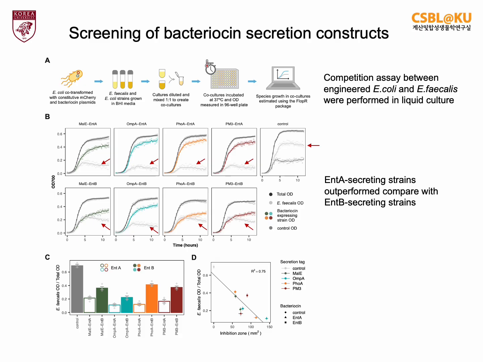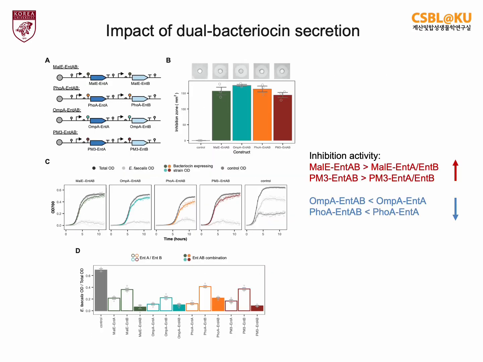All bacteriocin-producing strains inhibited Enterococcus faecalis growth compared to the control. Moreover, Ant-A secreting strains outperformed their Ant-B counterparts, consistent with previous reports of Ant-A's superior antimicrobial potency. A summary statistic which ranked the performance of the strains by proportion of Enterococcus faecalis at 10 hours is shown in Figure C. The authors then investigated whether co-secretion of multiple bacteriocins would enhance antimicrobial efficacy.